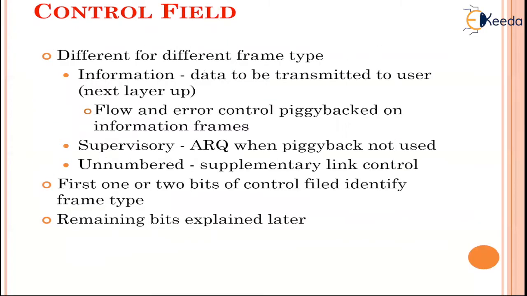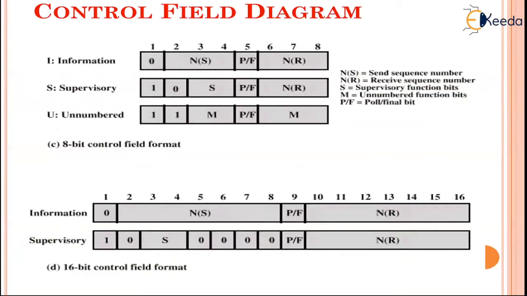Then control field. HDLC defines three types of frames. Information frames carry the data to be transmitted for the user. Additionally, flow and error control data using the ARQ mechanism are piggybacked on the information frame. Supervisory frames provide an ARQ mechanism when piggybacking is not used. Unnumbered frames provide supplemental link control functions.